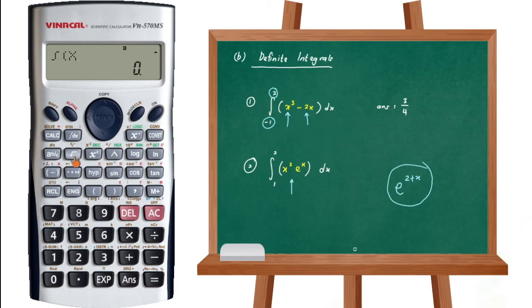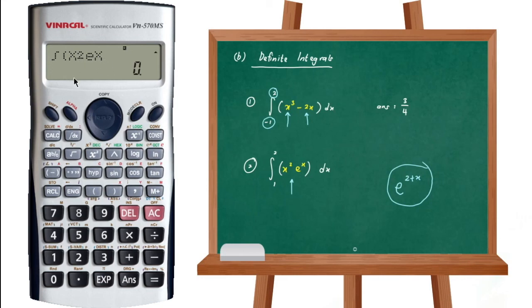which is x squared e to the x. For this example, I use this feature, which is this brown e to the x. I press shift, this button, and then alpha x. So now I've inserted the inputs for the function x squared e to the x.